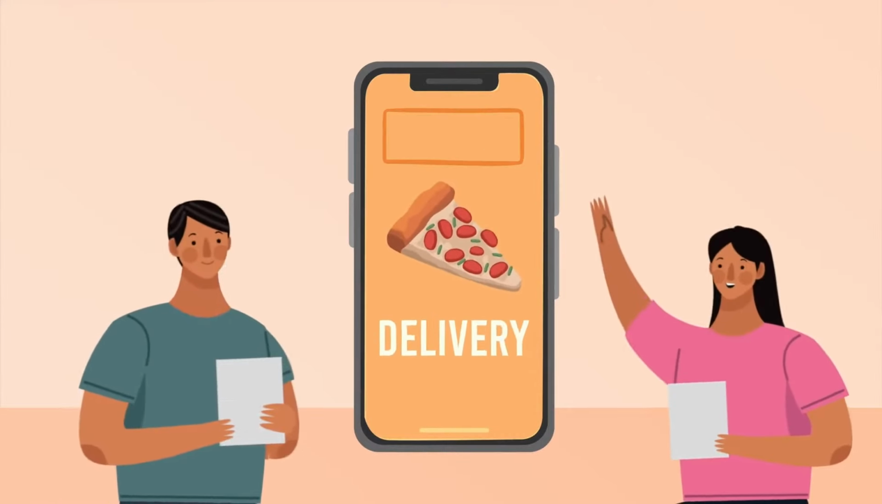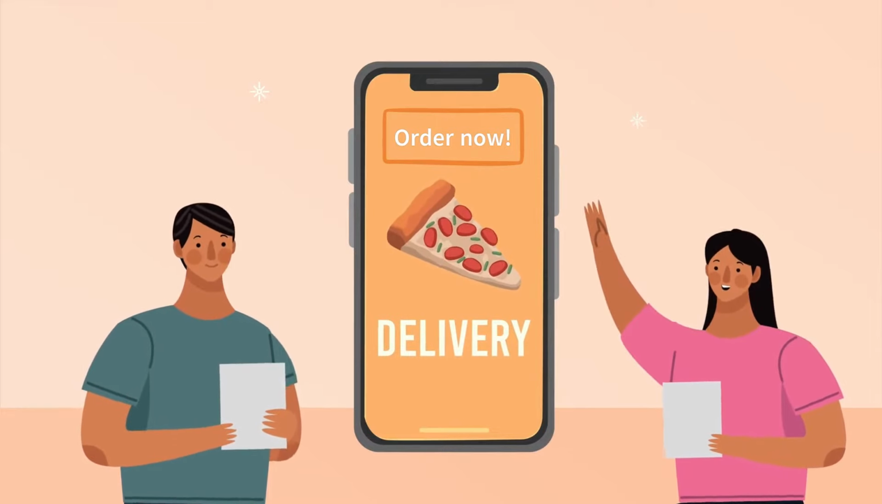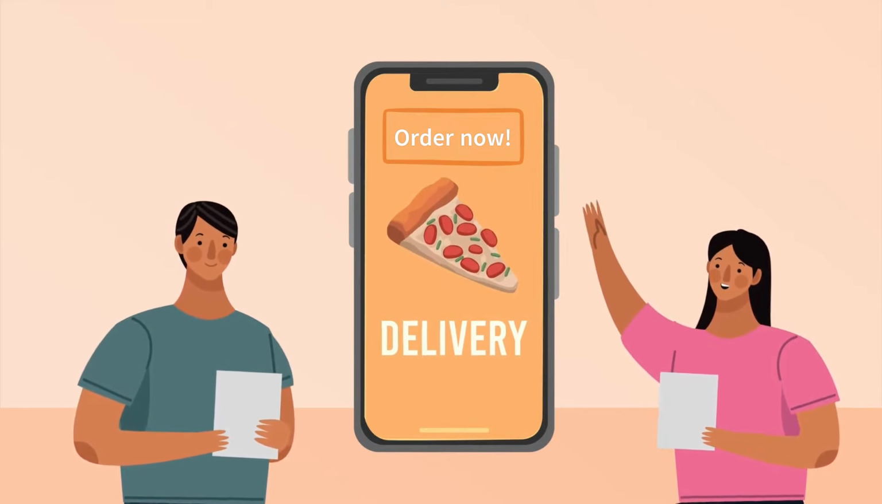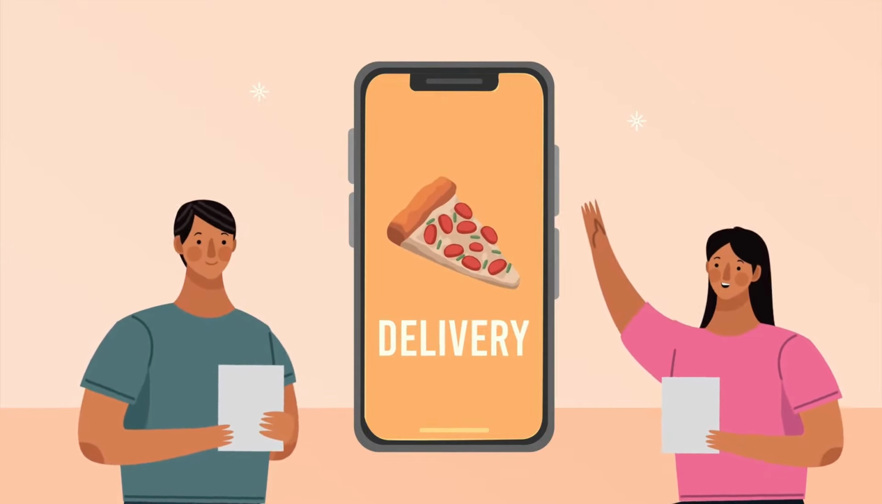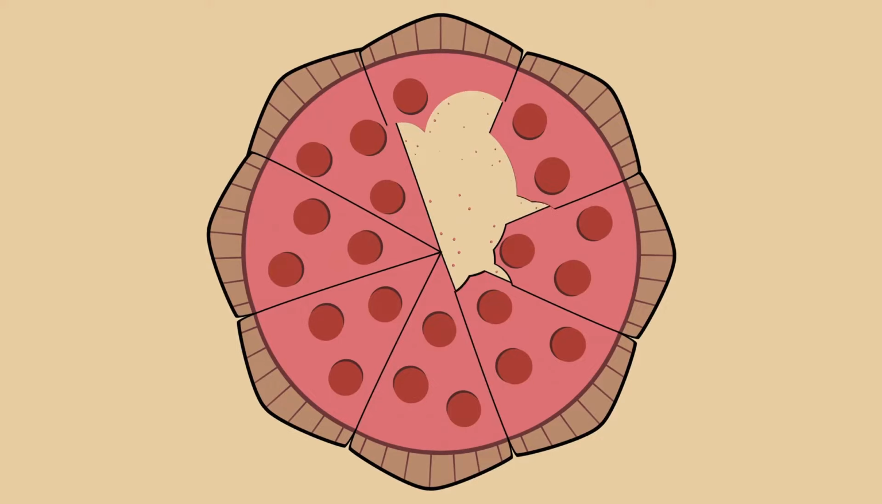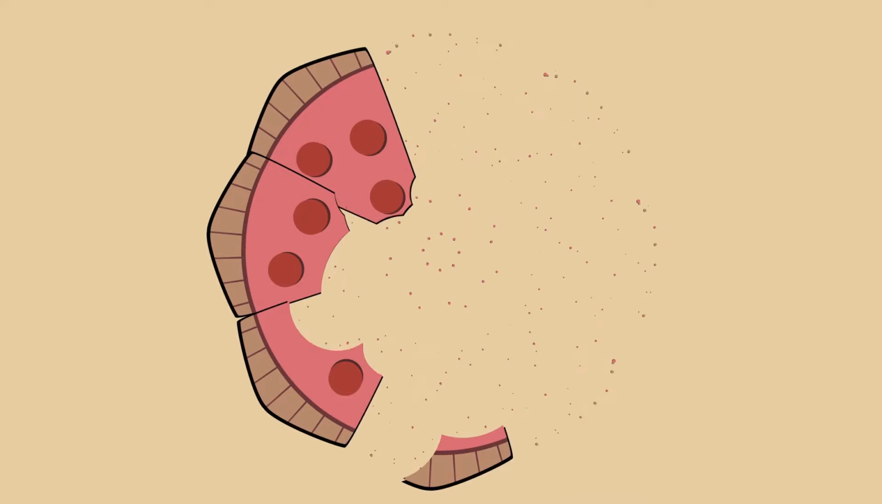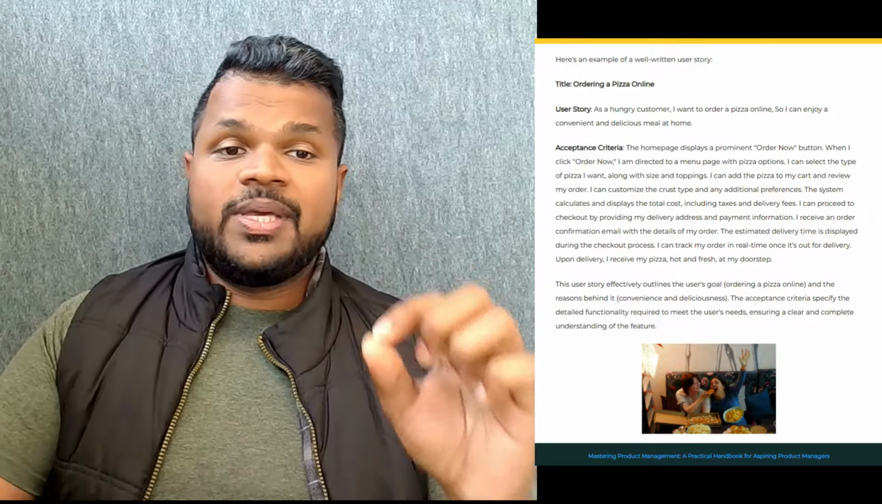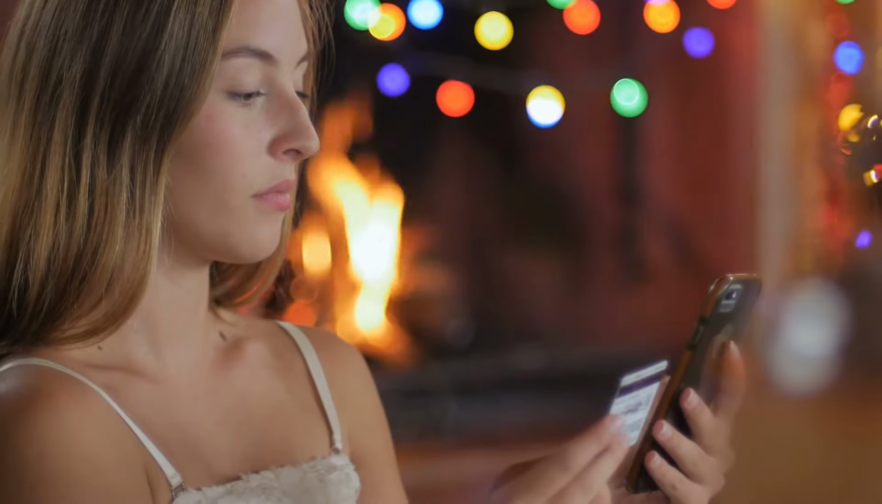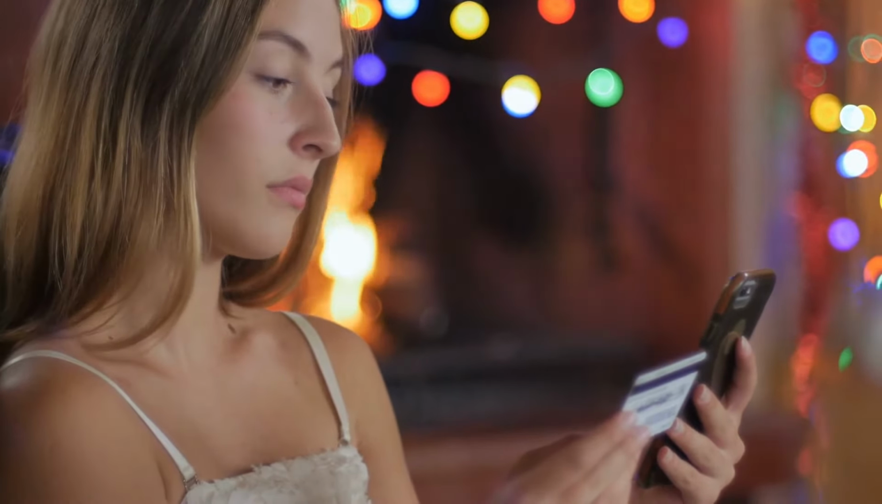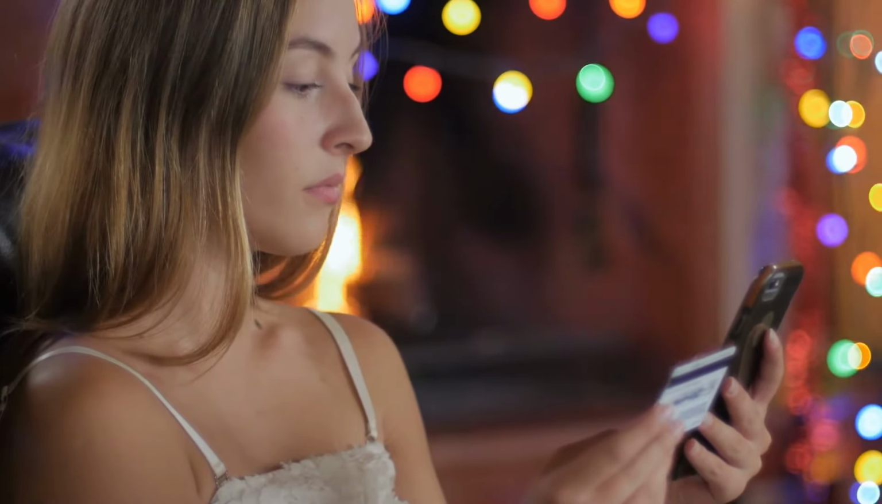Now, the home page displays a prominent order now button. So when you as a user, as a hungry customer, click order now, you're directed to a menu page with pizza options. You can then select the type of pizza that you want with the size, the toppings, and the choice of your crust. You can then add your pizza to the cart, review your order, and then it gives you the total cost and all the other delivery charges, including taxes. Then you proceed to checkout with your delivery address and payment information.